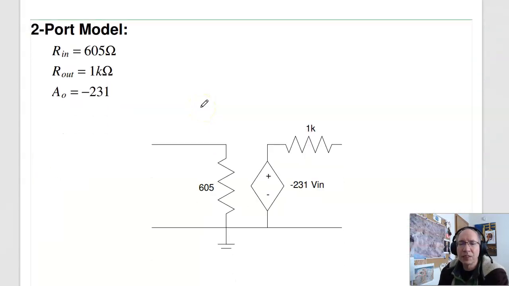Summarizing it, I can simplify it like this. That's what she looks like. Notice this is a whole lot simpler to analyze than what we started with. That's the reason we like 2-port models. It really simplifies the circuit, and in terms of characteristics, it behaves exactly the same.